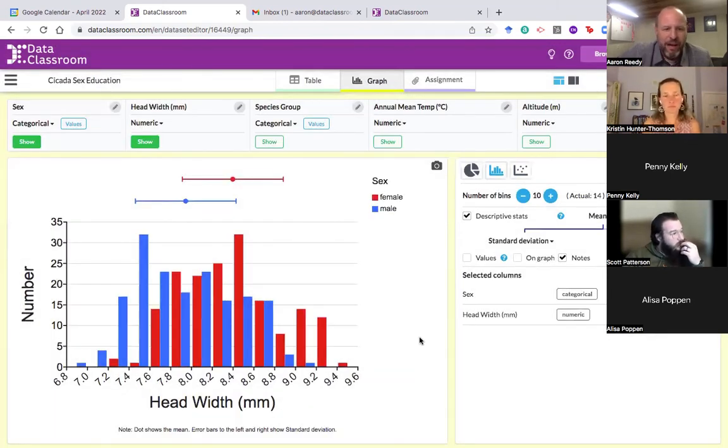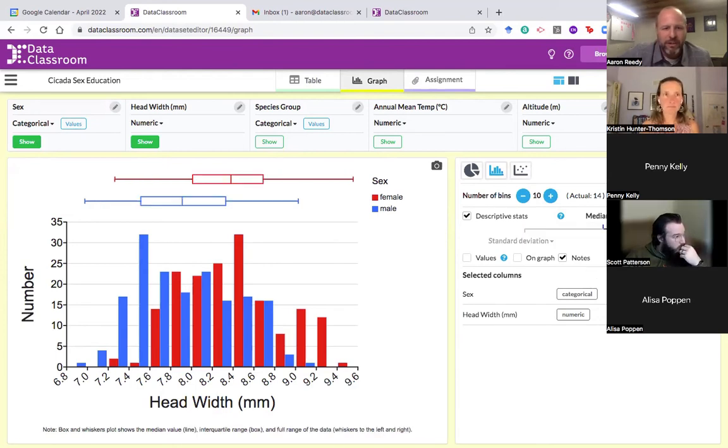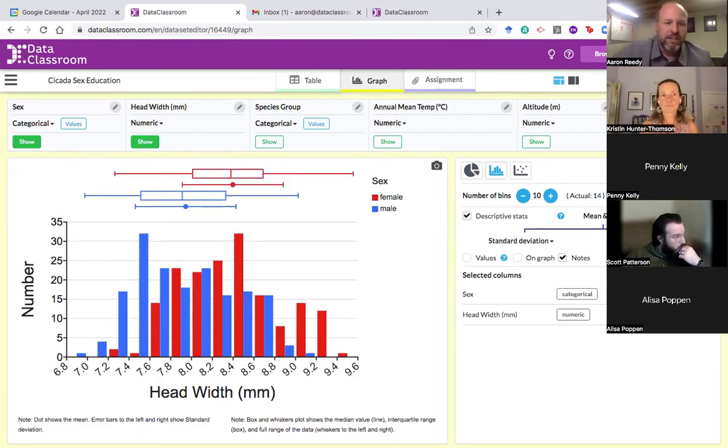So here now I've got this histogram split out by sex. So we've got female in red, male in blue. And above that, we've got the default, which is to show mean and standard deviation, but we can play with this. This doesn't have to be the end here. We could do a median representation, like a box and whiskers, or we could even do multiple representations at once above the graph. But that's basically how the graph choice chart works.